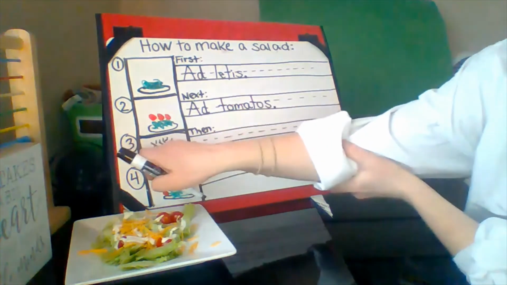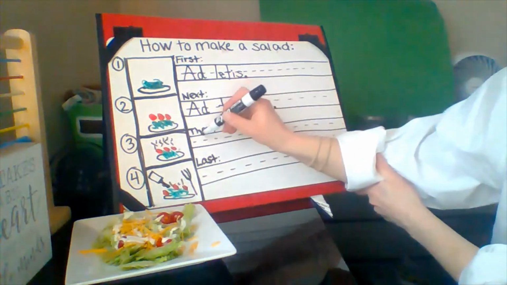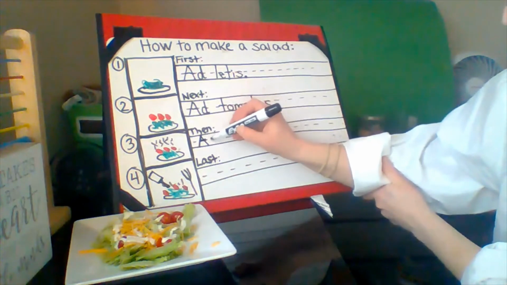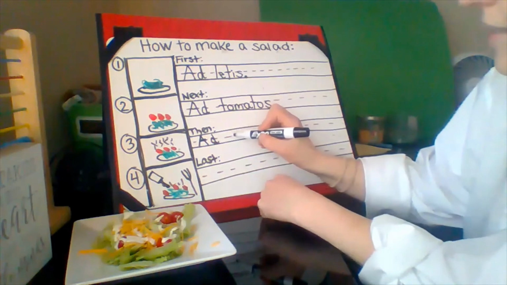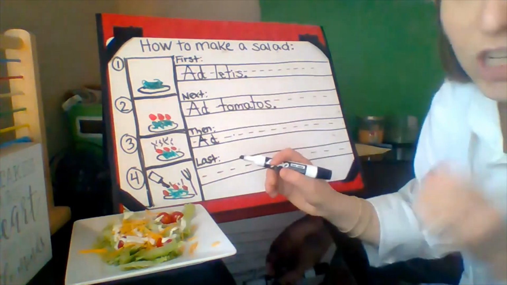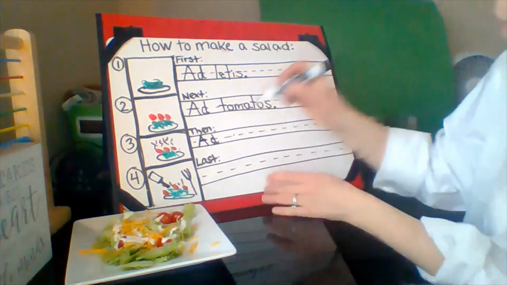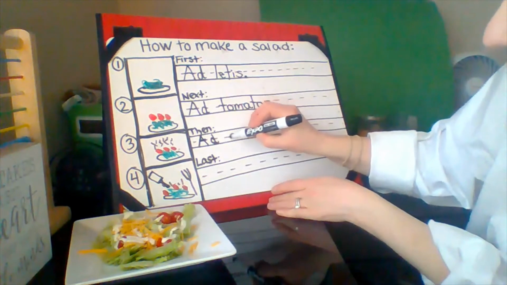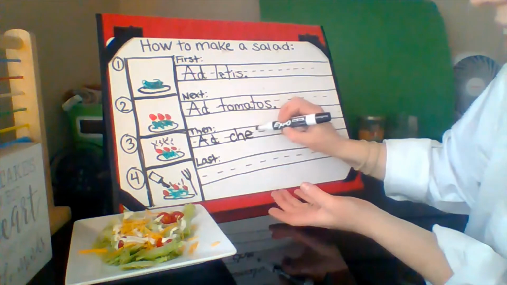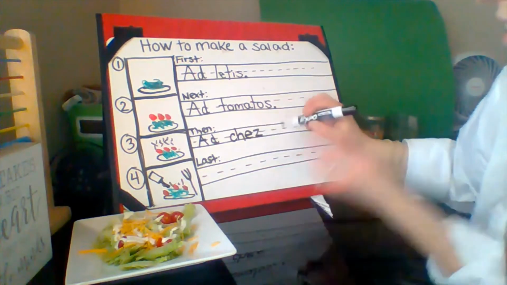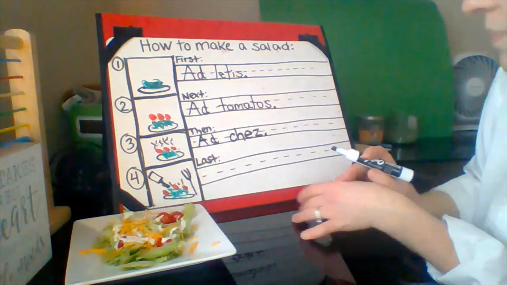Then, or third, add my favorite ingredient, cheese. Add, finger space. Next word, cheese. It's a digraph. It's the CH digraph. It says ch. So E, Z. That's a Z. Add cheese. And then add your period.